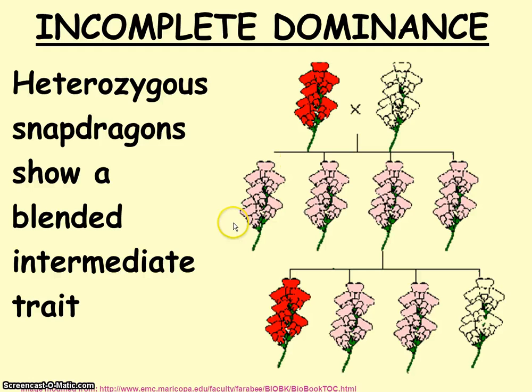However, sometimes we get incomplete dominance. You mix that red and white, and then all the heterozygotes are pink. They're a little bit blended. And then if you breed those two together, you'll get a red, a couple pink, a white. Do the Punnett square. It really does work.